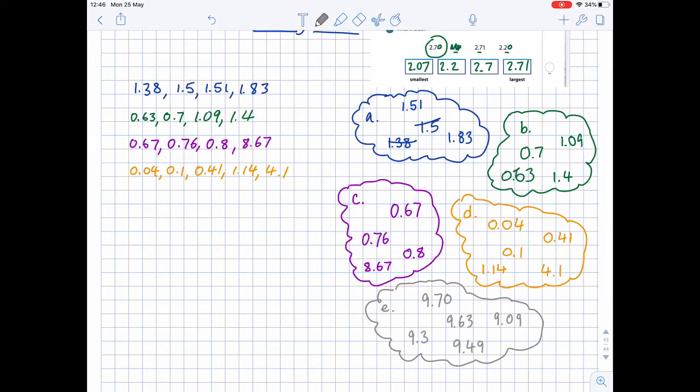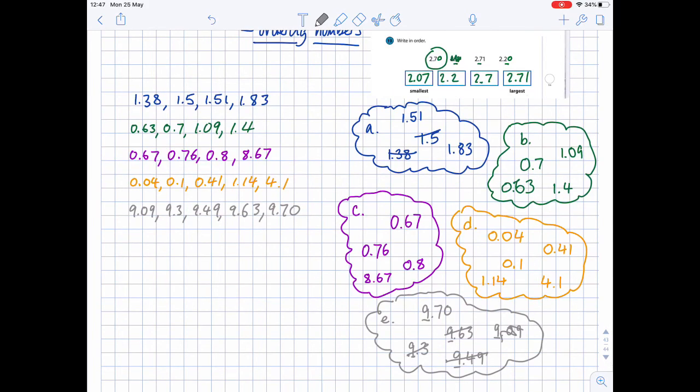The unit is 9 in all of them, isn't it? So that doesn't help me here. So I've got to go to the next number along. So I would go 9.09. Then 9.3. Then 9.49. Then 9.63. And then last but not least, 9.70. So there they all are.